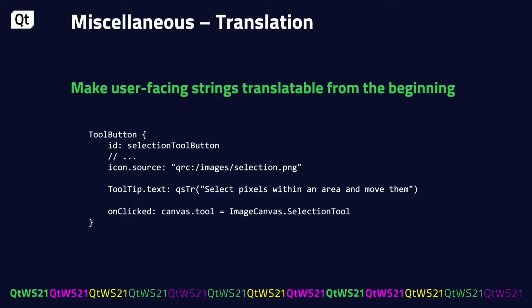So the advice is that you should really try to do this from the beginning of your application, from when you start writing it, because if you have to go through all of your strings and check if they're user facing and then add this, it can be quite a pain depending on the size of your code base. So doing this up front is going to save you a lot of hassle in the long run.